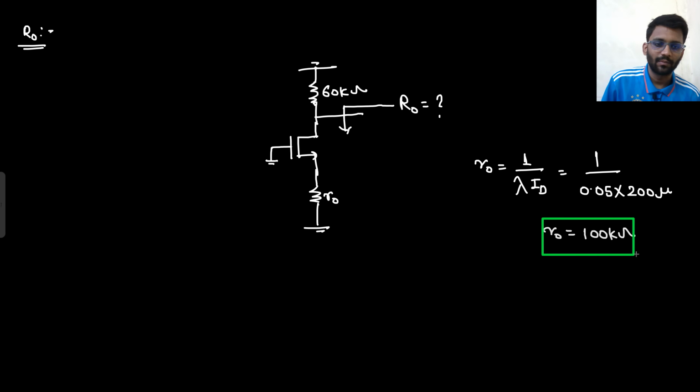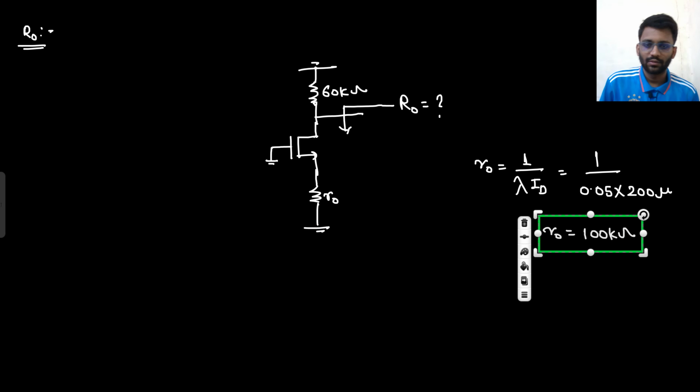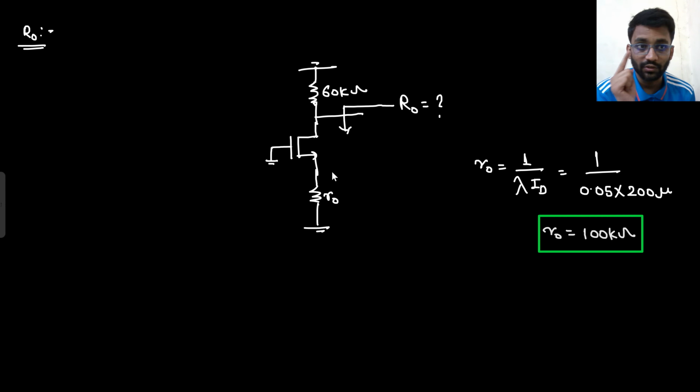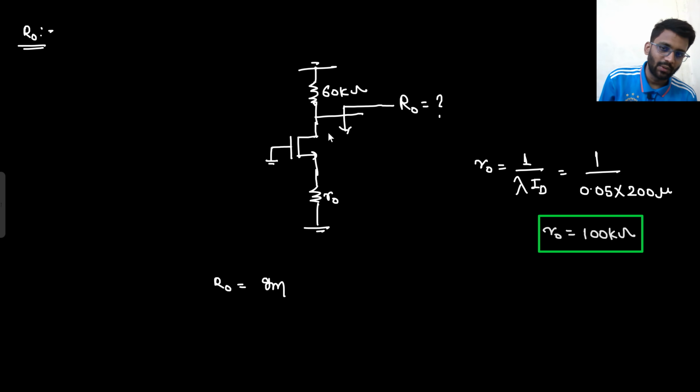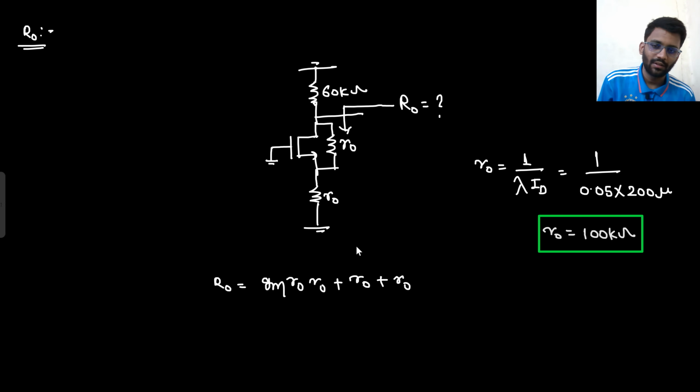This is the R naught value we have, but we need to find the output resistance. You just need to tell this resistance looking downward. So what is the resistance value? The gate is grounded, and you are going from drain to source. If you are going from drain to source, you need only one step. What is that? Gm into R naught of this, into R naught of this, plus R naught, plus this R naught, right? Because we are having R naught here as well between these two nodes. So Gm into R naught into this R naught plus this R naught plus this R naught. So this is how we find it, right?